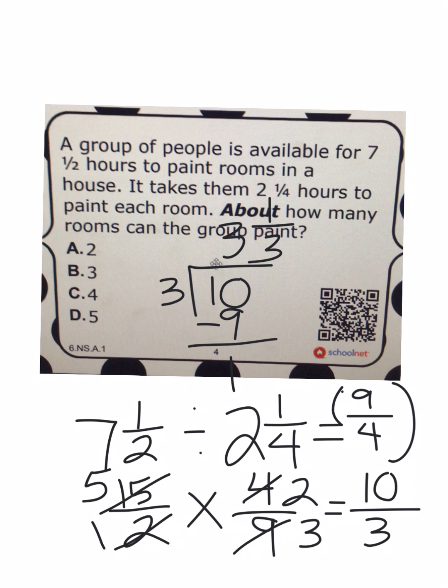About how many rooms can the group paint? And your answer would, of course, be 3. They can paint about 3 rooms. It doesn't round up. It just really kind of wants to know how many whole total rooms can the group paint.